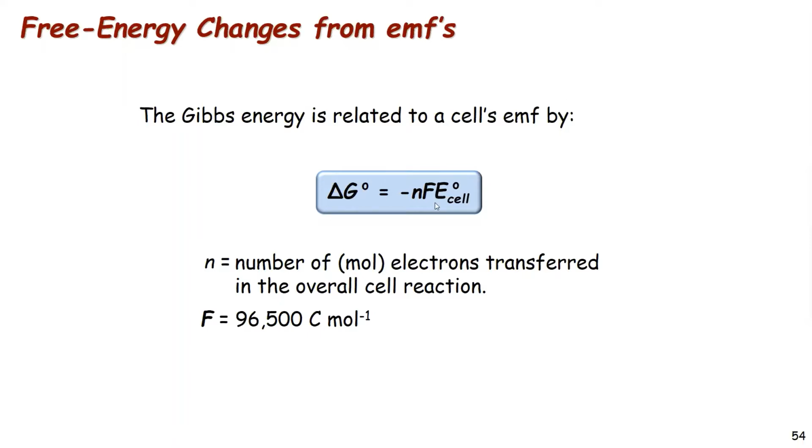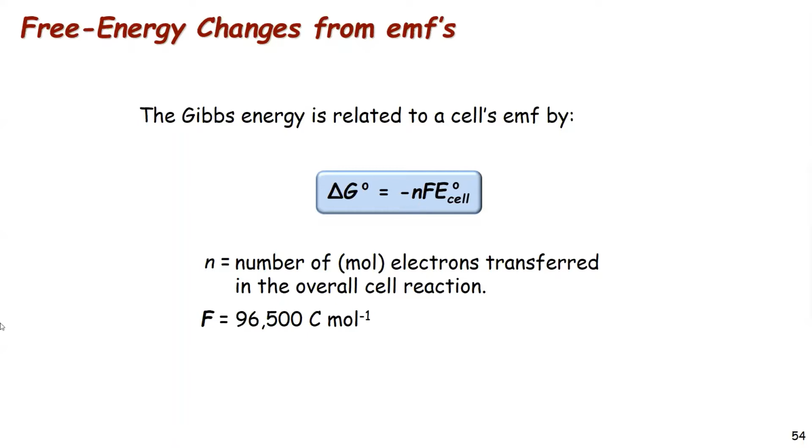So again, the E cell naught is the standard cell potential. So that's at 25 degrees Celsius, 1 molar for the solutions, and 1 atmosphere if gases are involved. And we've already discussed that n is the number of moles that are transferred in the chemical reaction. So that's going to be when we balance the chemical reactions and we cancel the number of moles that are equal in both half reactions. That's the value of n. So that's the moles of electrons transferred.